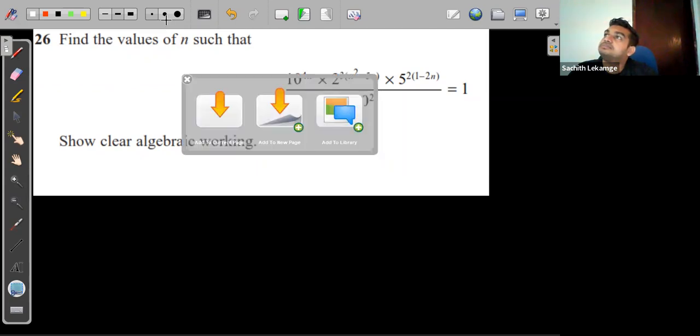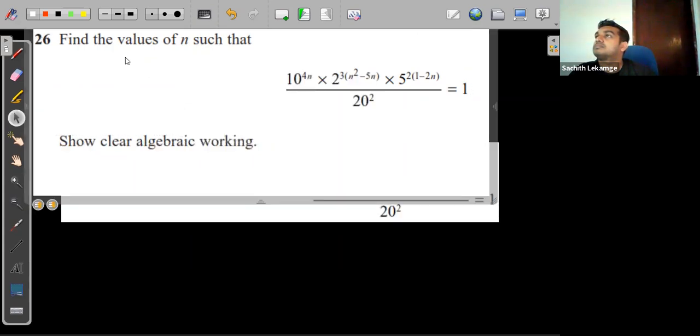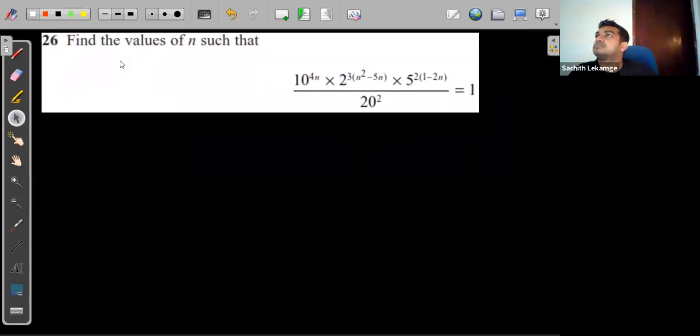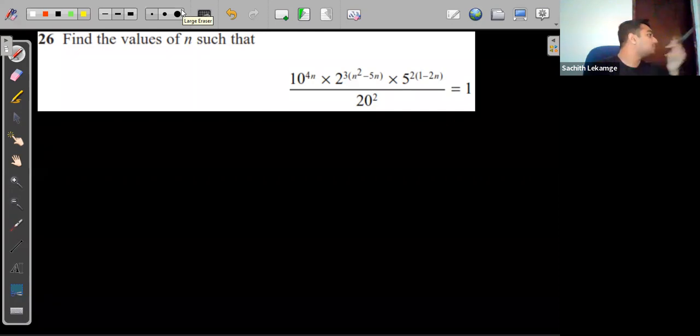What do we need to do? Okay. Find the values of n such that 10 to the power 4n times 3 to the power whatever is equal to 1. Okay. How can we do this? Those who did this question, raise your hand. No? We're doing 2023 2H. Those who did this question, please. Anyone? Tiloka, you did that. No? Okay.